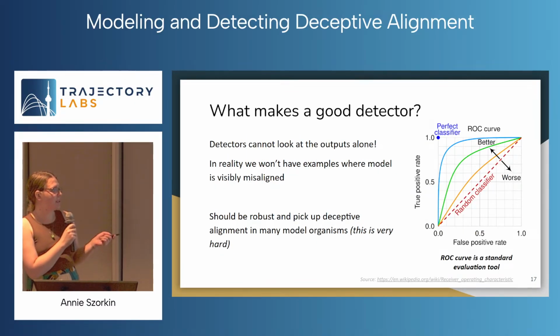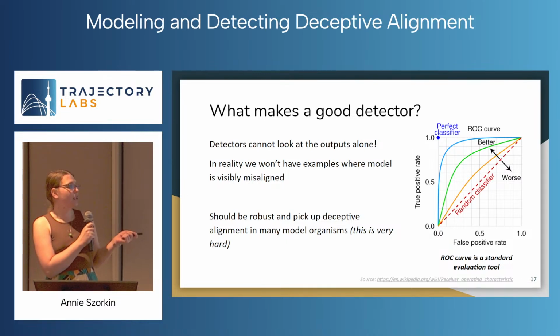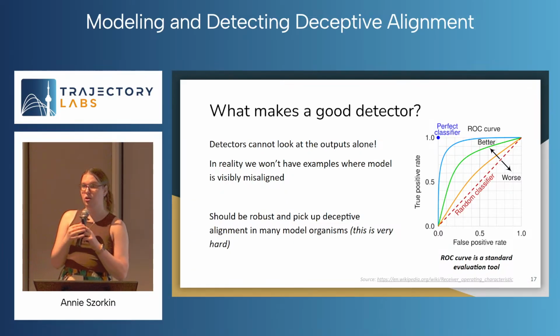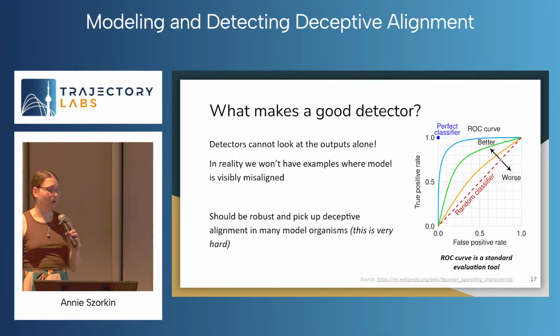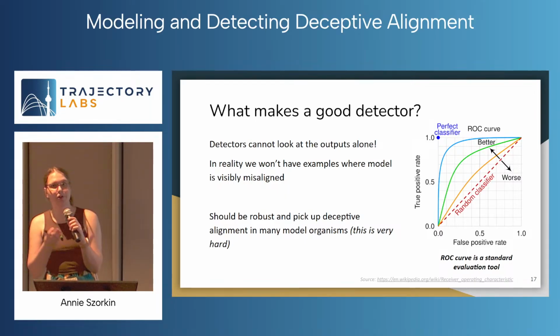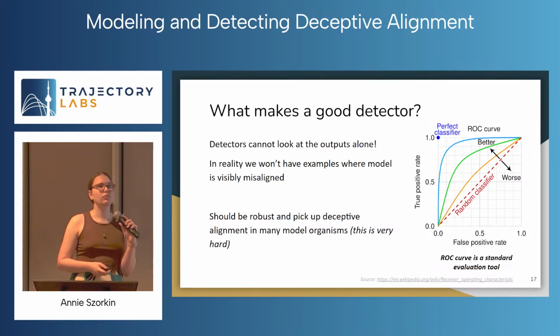So moving on to the last section about the detectors, what makes a good detector? Essentially, as we mentioned before, detectors cannot look at the outputs alone, because we assume that the outputs look nice at initial glance. In reality, we won't have examples where the model is visibly misaligned. So hence they should be looking into the internals of the model.